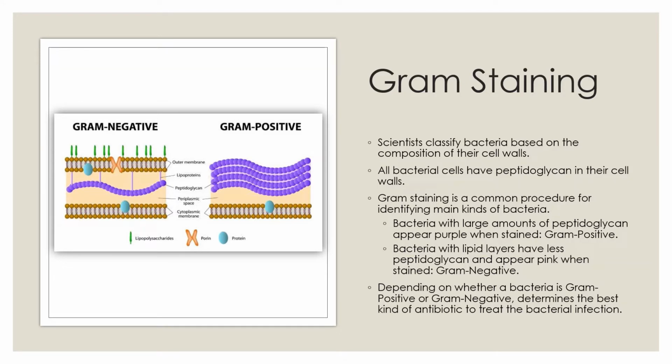Bacteria with large amounts of peptidoglycan appear purple when stained, which is gram-positive. Bacteria with lipid bilayers have less peptidoglycan and appear pink when stained. Those are gram-negative. So if there's a lot of purple when stained, that is gram-positive, not a lot, gram-negative. Again, the positive means there's a lot of this peptidoglycan in their cell walls. Depending on whether a bacteria is gram-positive or gram-negative, that's going to determine the best kind of antibiotic to treat the bacterial infection.